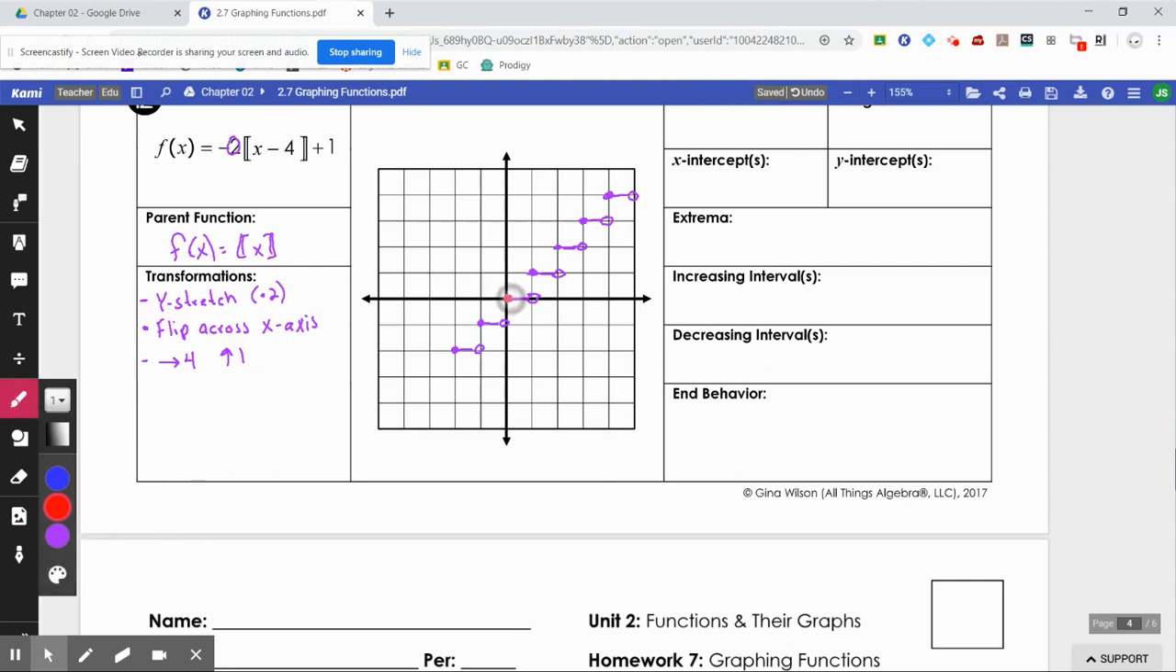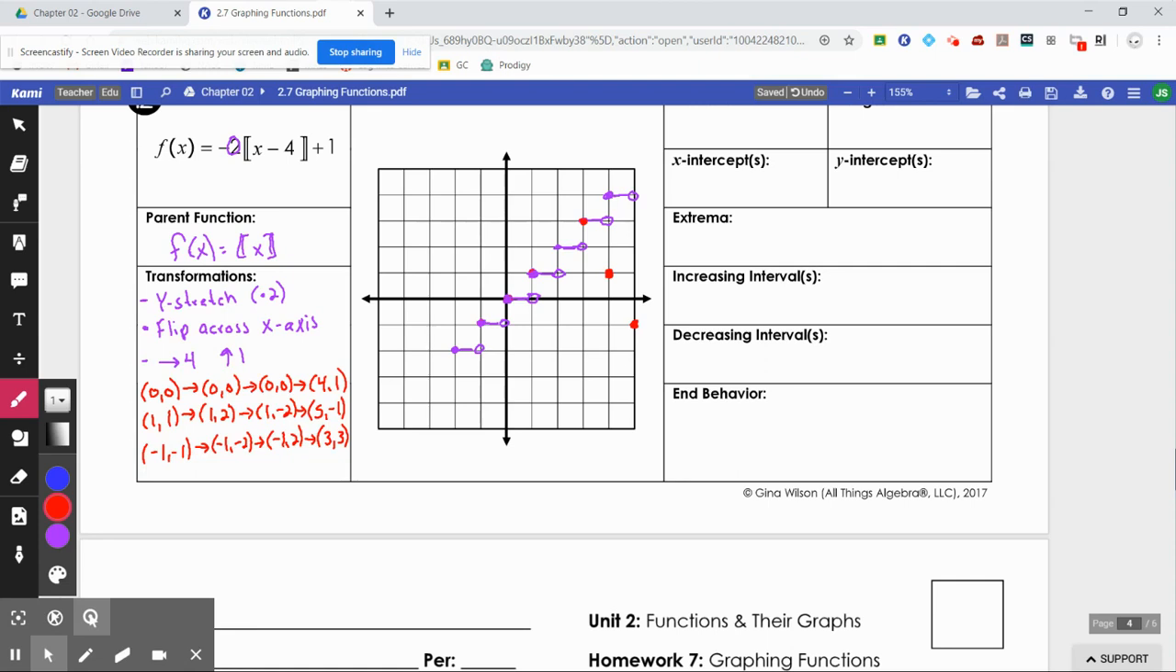We'll take this point here, which is located at (0, 0). And we'll take a couple more points, maybe (1, 1) and (-1, -1), and see what happens. So (1, 1) and (-1, -1). Okay, so we've plotted these 3 new points, which occur at (4, 1), (5, -1), and (3, 3). Now you've got to be careful with this because we flipped across the x-axis, which means this pretty much is just going to flip down here.